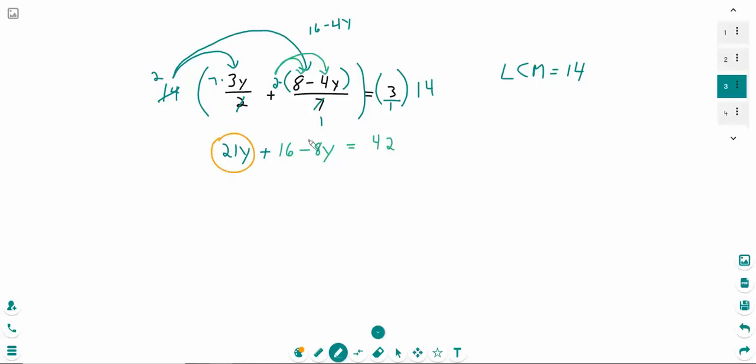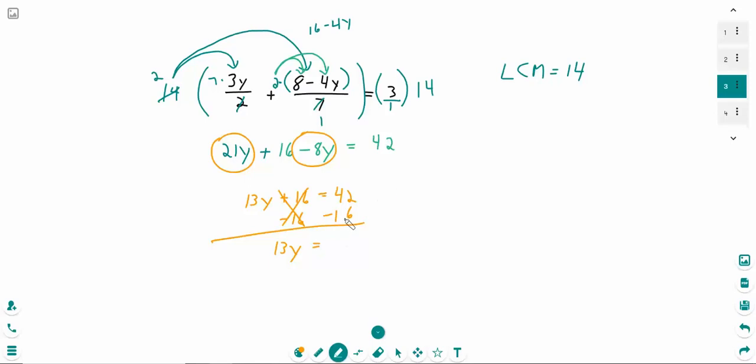All right, then we will progress here to the regular equation. Combine our like terms. We have a 21y and a negative 8y. That's going to give us a 13y plus 16 equals 42. We can subtract the 16 from both sides.